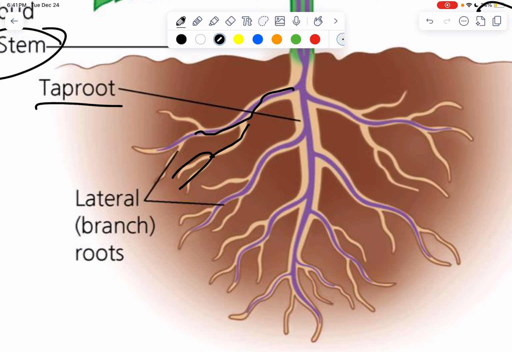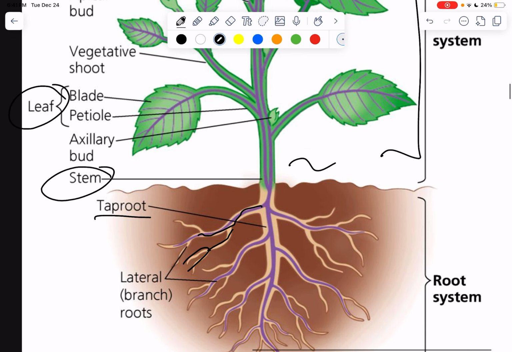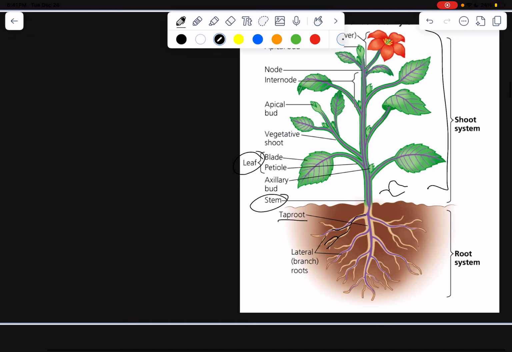A taproot, although energetically expensive to make, facilitates the anchorage of the plant in the soil. And it prevents toppling, which actually allows the plant to grow taller. If the plant topples, then it will just start drooping and growing to the side. So notably, taproots can also be specialized for food storage, and there are many different types of roots that we're going to see later.